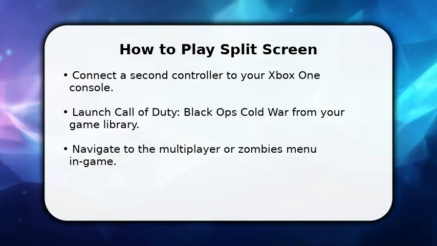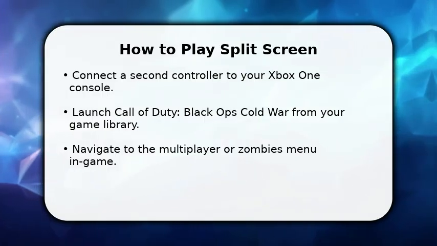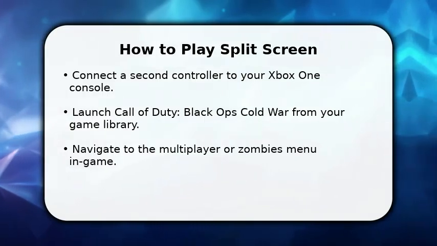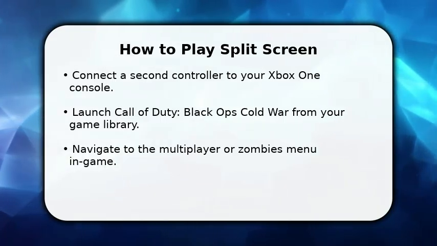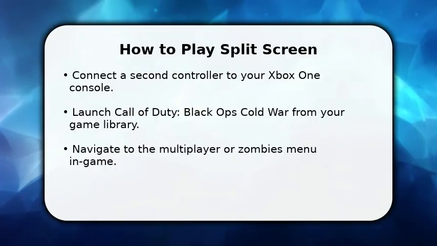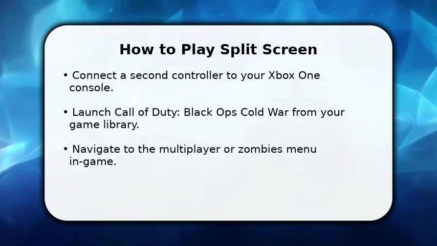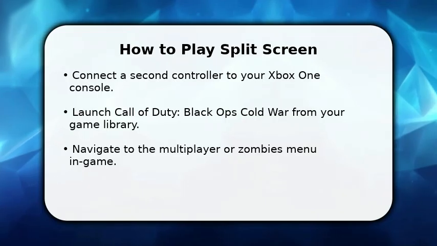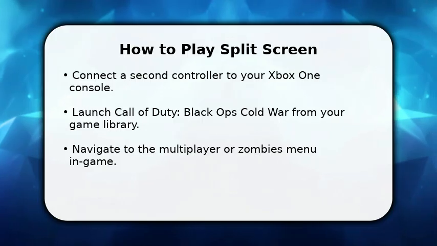In this video, I will show you how to play split screen on Call of Duty Cold War on Xbox One. First, ensure your second controller is connected and powered on. Once in the game, head to the main menu. You'll then need to select either the multiplayer or zombies mode to proceed. This method is straightforward and gets you into the action quickly with a friend.